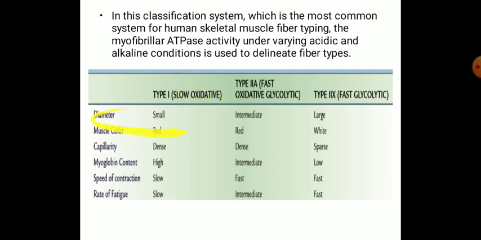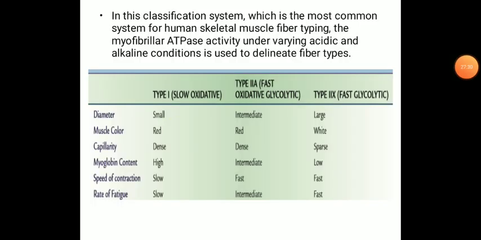When we look at the characteristics, the diameter is small in slow oxidative fibers. That's the reason why long-distance marathon runners have a skinny skeletal body. But fast sprint athletes have a bulkier body because their muscles have a larger diameter.